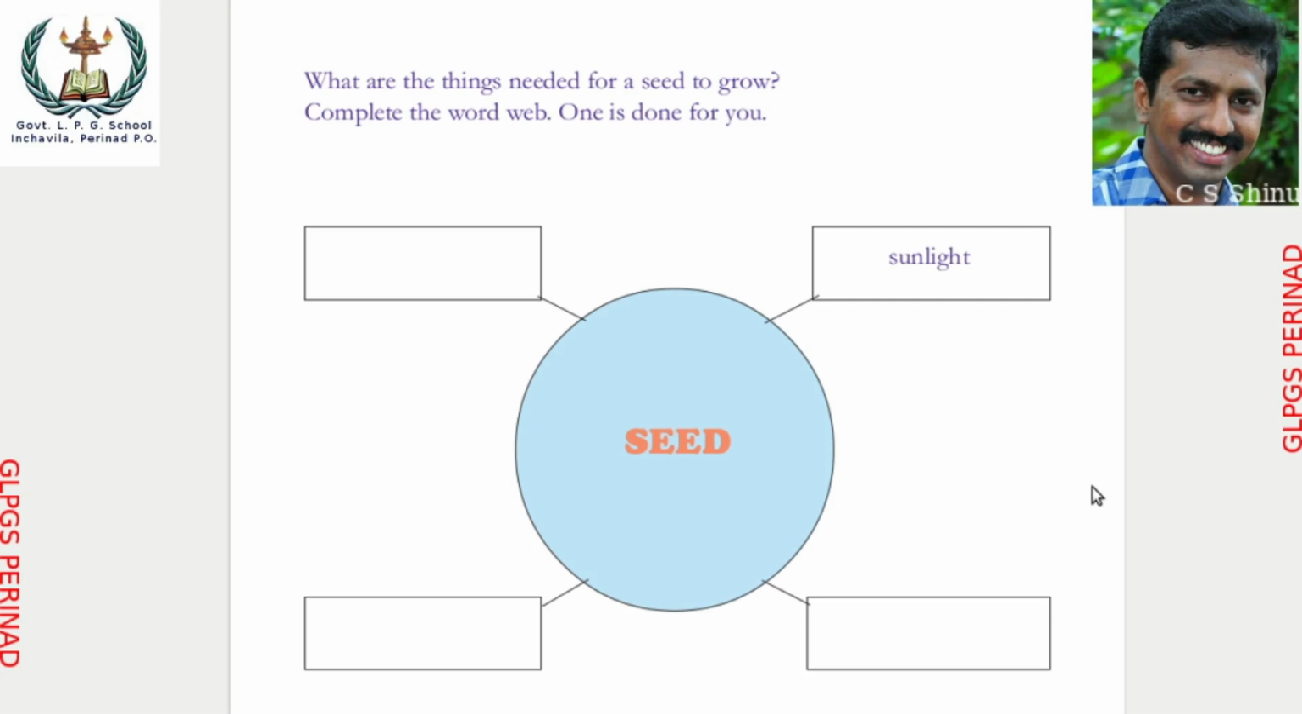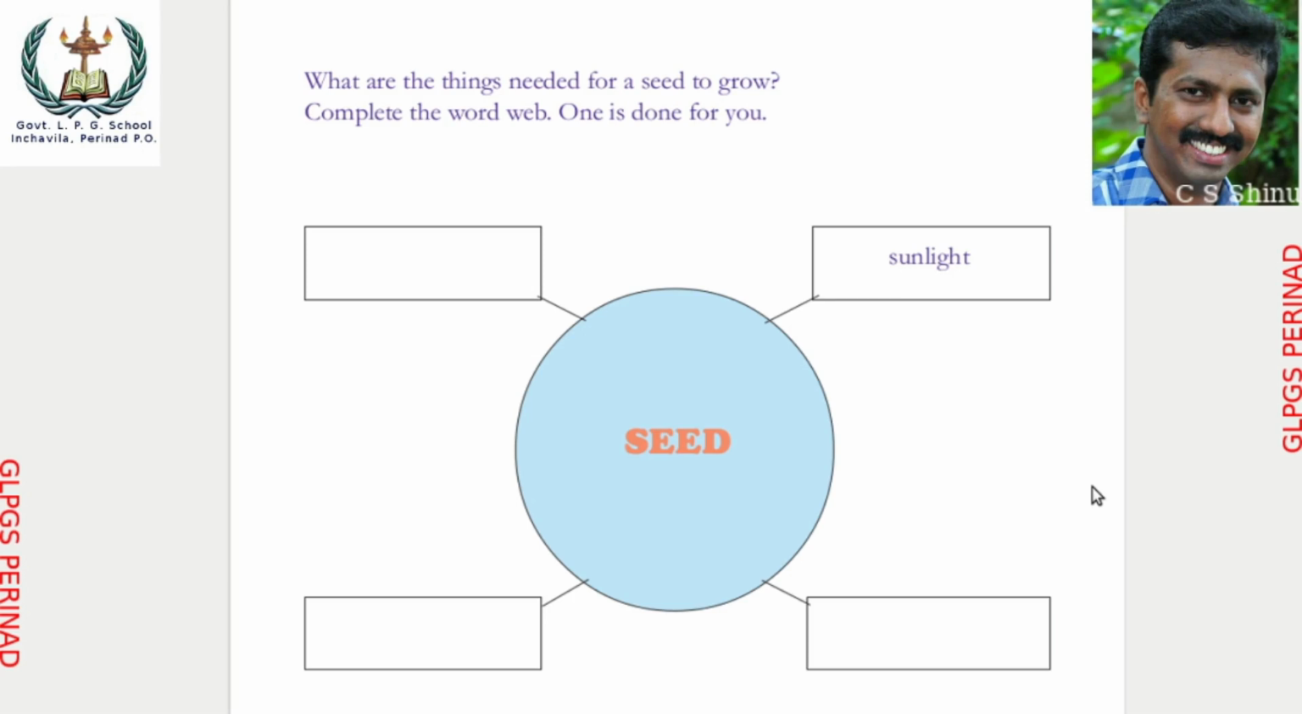Look at the screen and you can see a word web there. What are the things needed for a seed to grow? Complete the word web. One is done for you. Here, Pingala wanted to grow that seed. So, help Pingala. What are the things needed for a seed to grow? Complete the word web. One is done for you. Look at the screen. In the middle of the word web, a word is there, seed, and in one of its branches, sunlight is given. You have to fill the 3 remaining items.